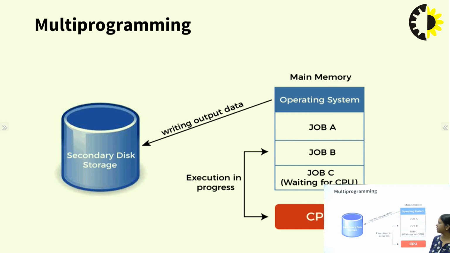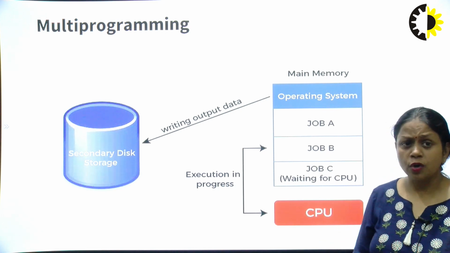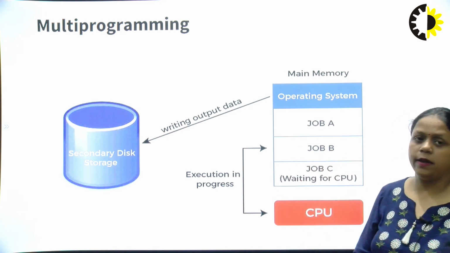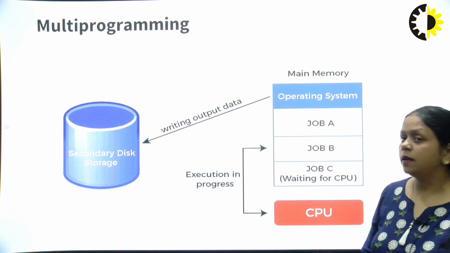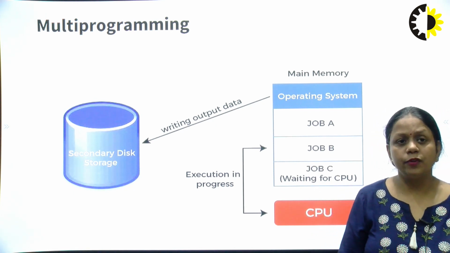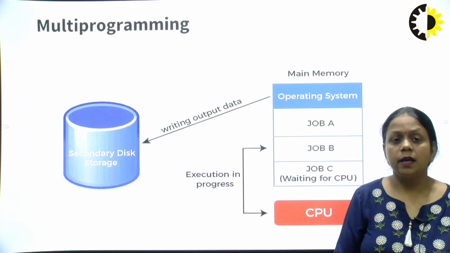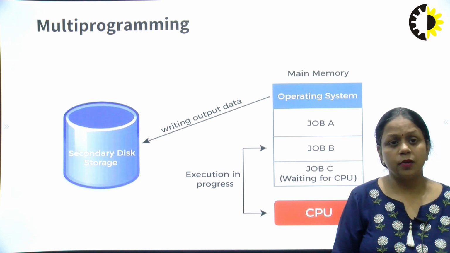In this diagram, you can see the architecture of your main memory, where firstly we have the operating system. In the memory, in one part we will have the operating system loaded, and in another part you can see here we have three jobs: job A, job B, and job C. At this time, we can see CPU is running job B. When this job completes, then the CPU will be assigned to job C. The main thing here is that we have more than one job in the main memory: job A, job B, and job C. CPU is executing only one job at a time, but when this job completes, it will be assigned to another job.